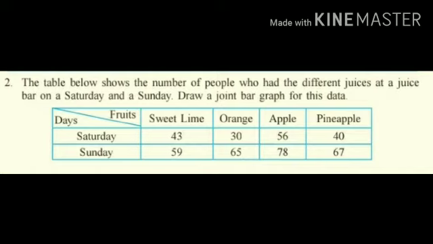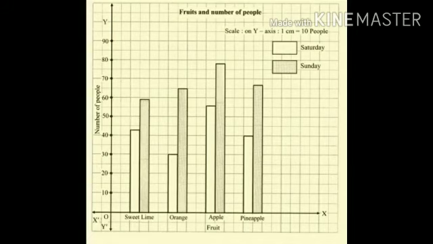So on the x-axis we are going to write the types of fruits; there are 4 types of fruits. And on the y-axis we are going to write the number of people, how many people consumed them. Yes, here is a joint bar graph. X-axis, y-axis, fruits and number of people. Scale on y-axis: 1 centimeter equals 10 people.